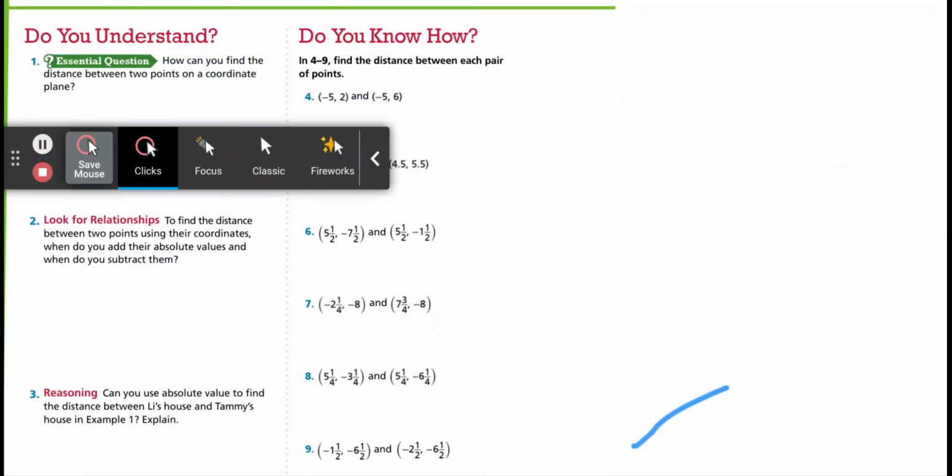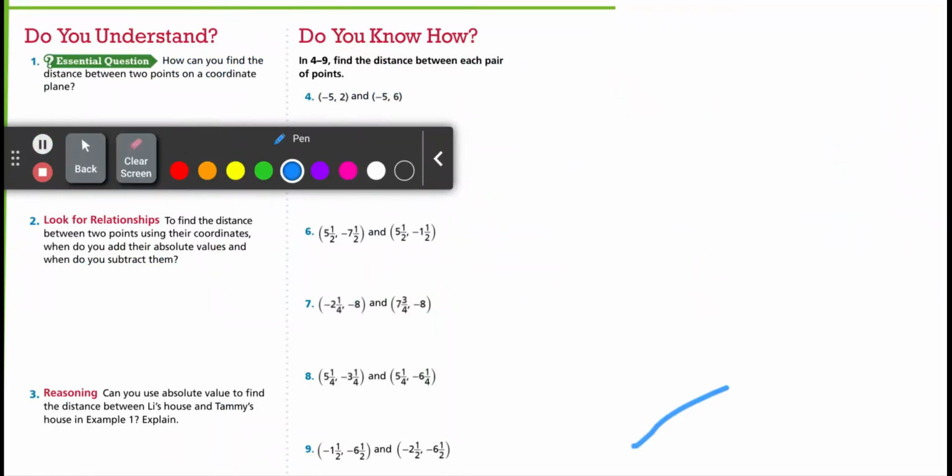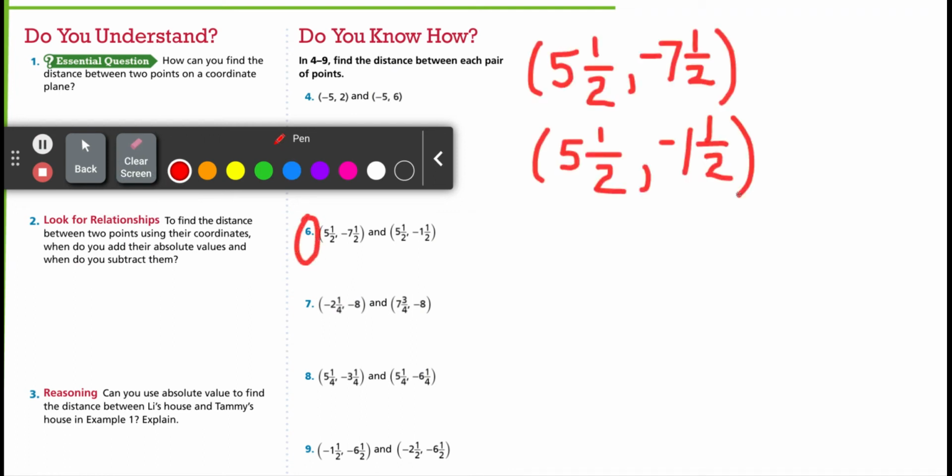Okay, so now let's look at question 6 here. Question 6 has 2 points. 5.5, negative 7.5, and 5.5, negative 1.5. So let's take a second to rewrite those two ordered pairs in your notebook. It helps us to rewrite these ordered pairs, that way we can compare them and we can see which points are different.